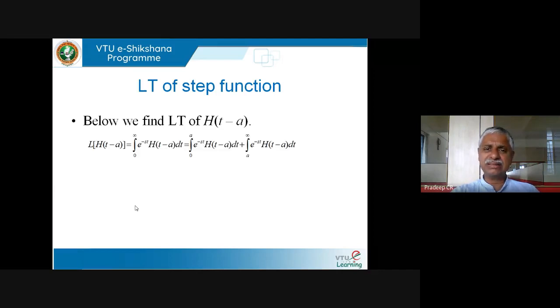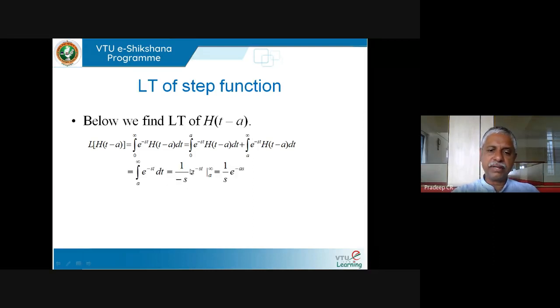So the Laplace transform of h(t minus a), how do I do that? It's standard, just use the definition. Don't worry, they won't ask you this proof in your exam, but you should know this, it's very easy. Laplace of h(t minus a) is the integral from 0 to infinity of e power minus st times h(t minus a). But h(t minus a) is 0 till a, so I'll break it up into 0 to a and a to infinity. From 0 to a, this is 0, so this whole thing is gone. I have only from a to infinity.